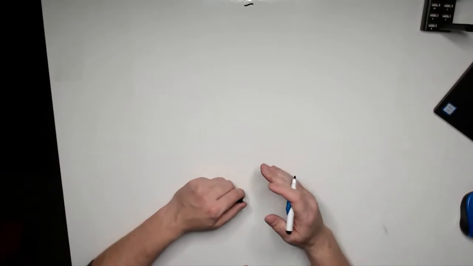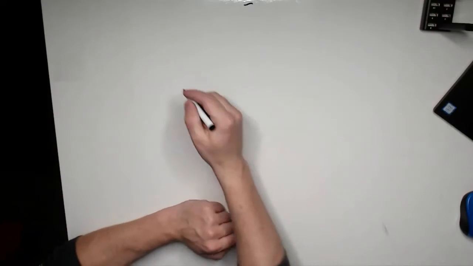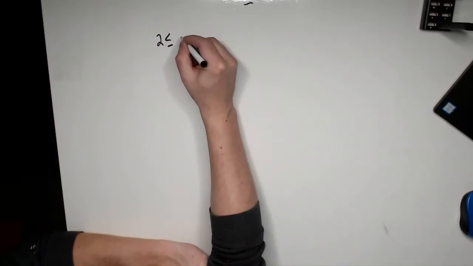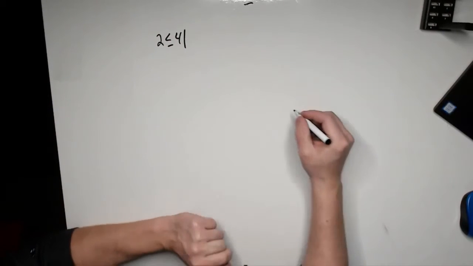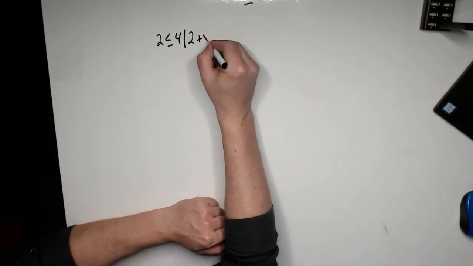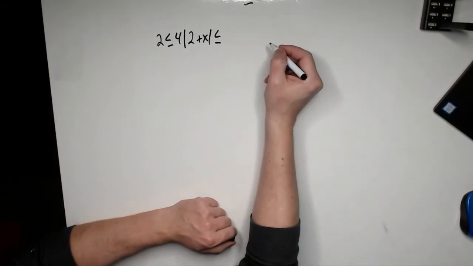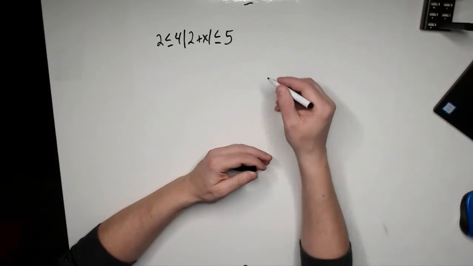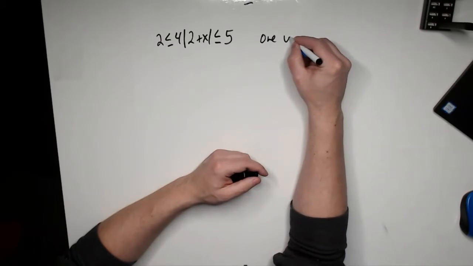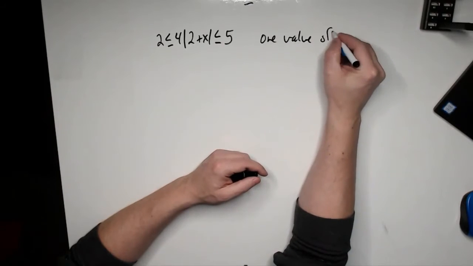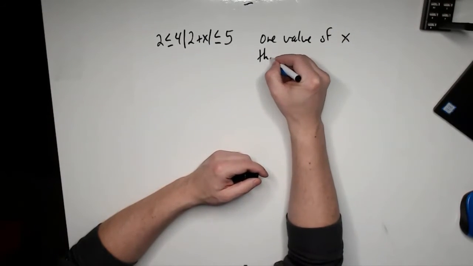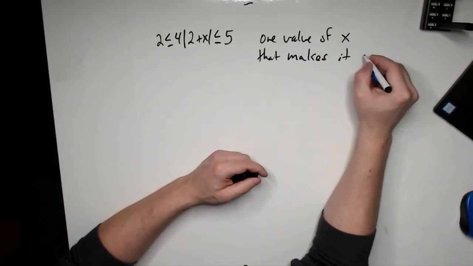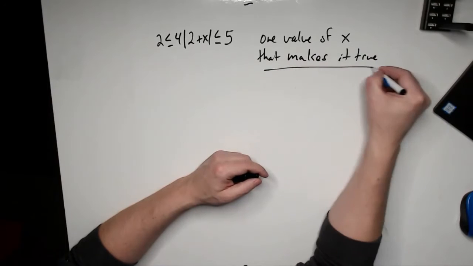And in this one I'm going to show you how to solve a common type of SAT inequality problem. So usually it has this form. Take a look. For example, you might have 2 is less than or equal to some number like 4, and then here you might have, for example, 2 plus x, and then this is less than or equal to, for example, 5. And the question is not to solve the inequality, but simply to find one value of x that makes it true. That's the goal here.